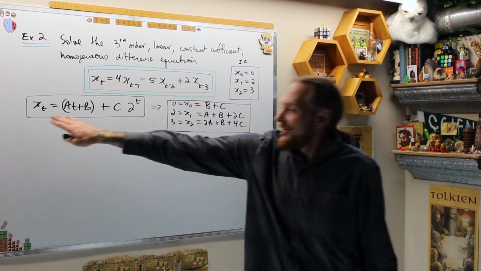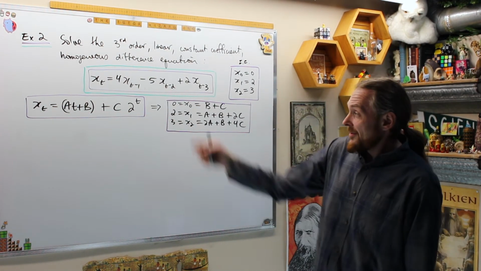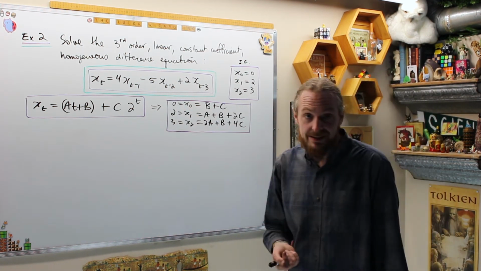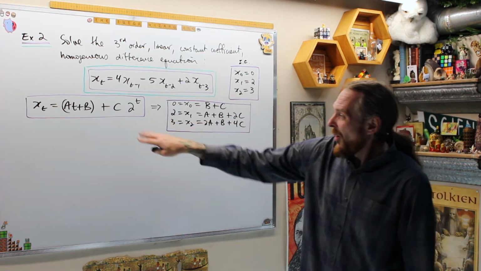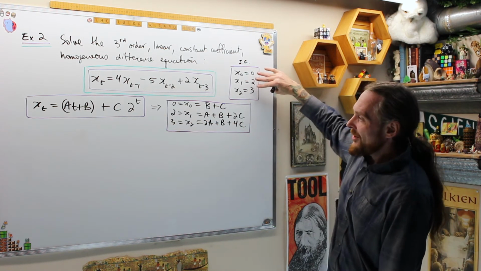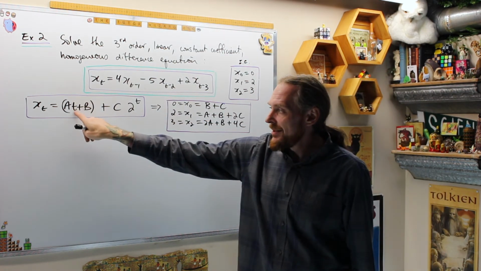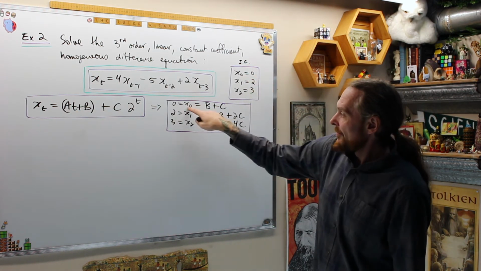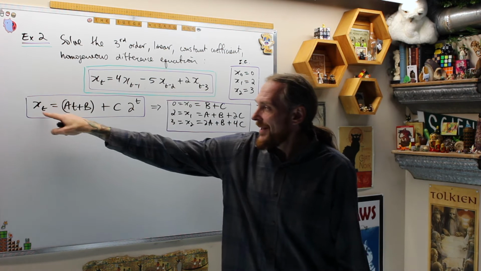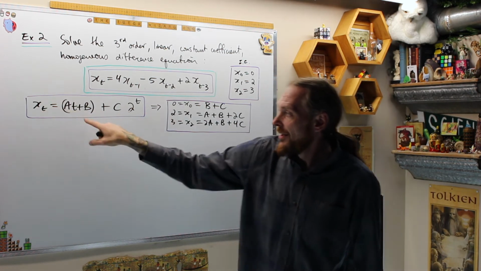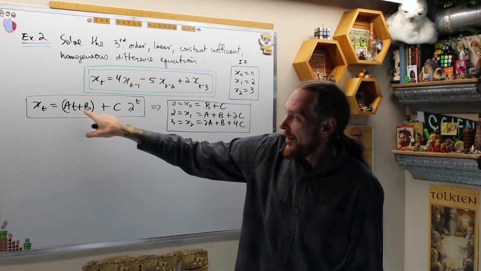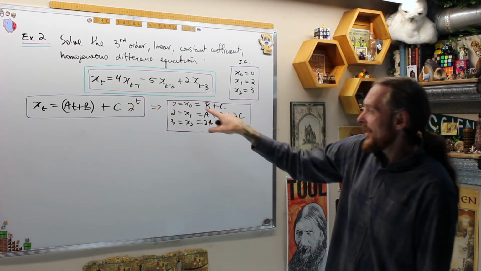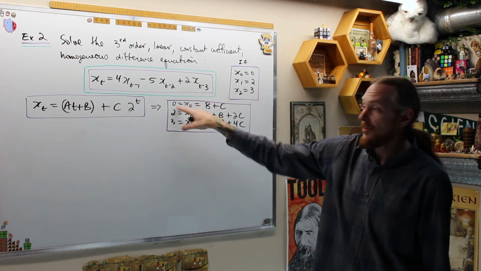So this is the guess of the general form of the solution to this order 3 linear constant coefficient homogeneous difference equation. What we cleverly do is now use the initial conditions and plug in when t is 0, 1, and 2. So we know that 0 is x0, but if we put 0 in using this definition, we're going to get 0 times A plus B, and then 2 to the 0 is 1, so we get C. So that says B plus C is 0.